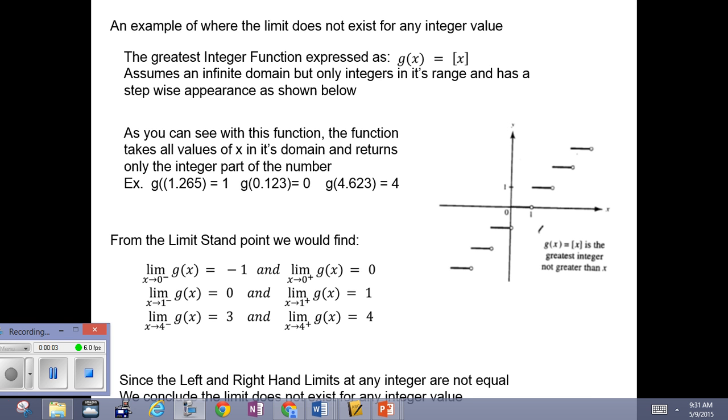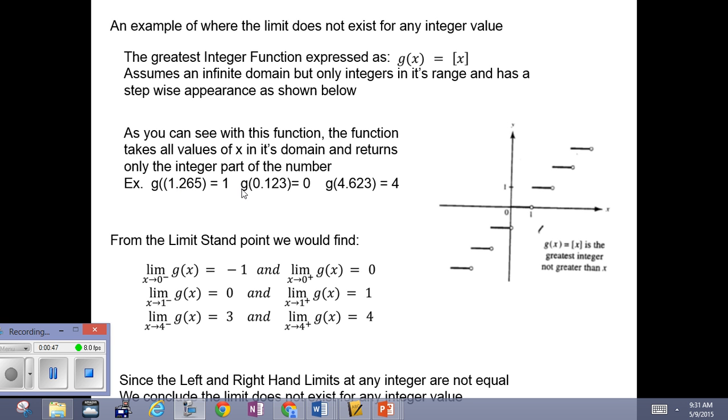Now we start looking at some examples of some functions in terms of their limit. One of the classic examples for looking at limits is what we call the greatest integer function. The greatest integer function has a special notation, g of x equals bracketed x. That means the function will assume all values of x in its domain, but only return to you integer values in its range. As an example, if you plug in an x value of 1.265, it only returns to you 1.